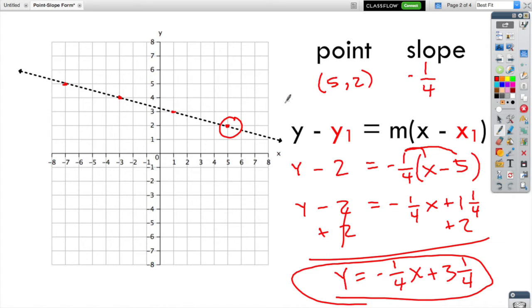It's this idea that instead of just always having the y-intercept available, you can use any point, you can find the slope, and if you use this format, you can still come up with the linear equation that goes with the graph, even when they don't give you the y-intercept.